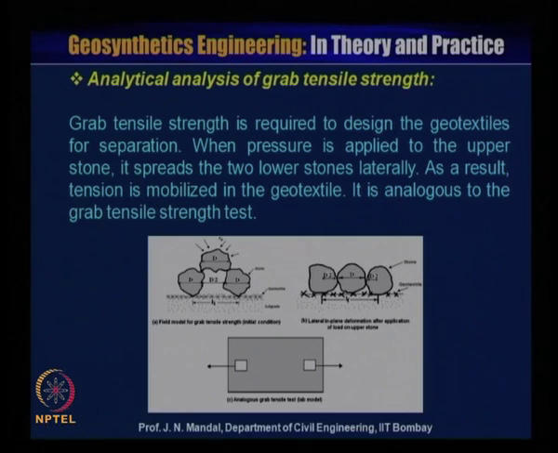Now, what is happening in the field, and how can we create an analog in the experiment? So, this is the analog of grab tensile strength in the laboratory, and this is the field method for grab tensile strength. You can see here, this is Li, the initial length.